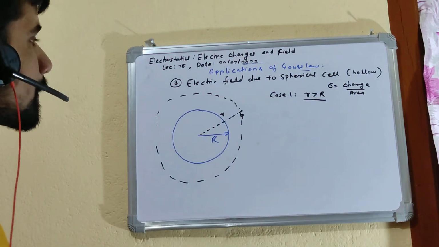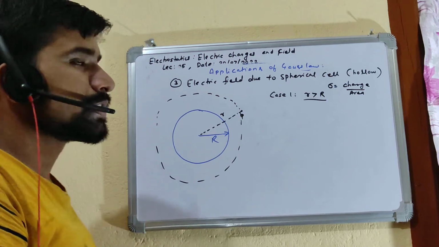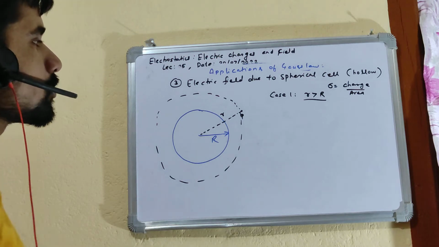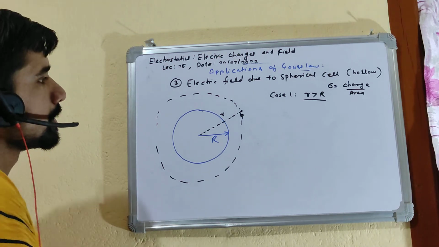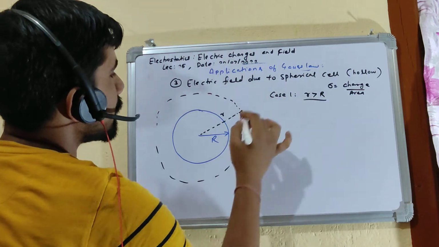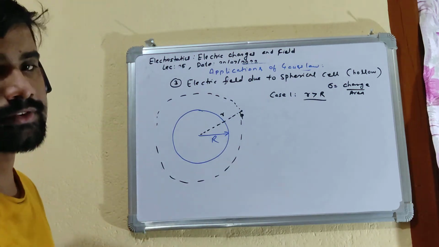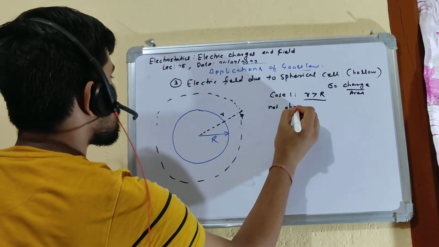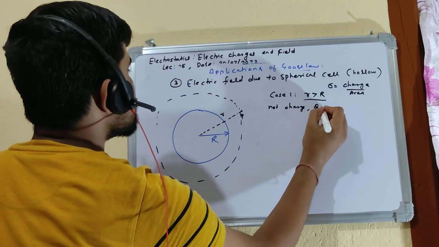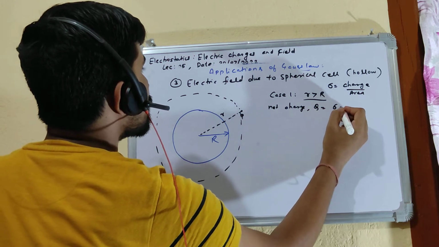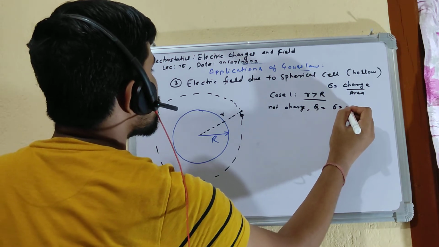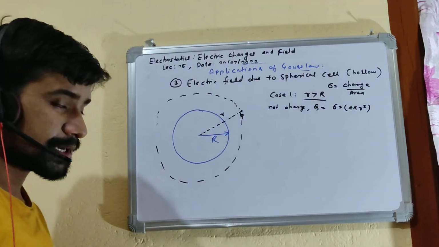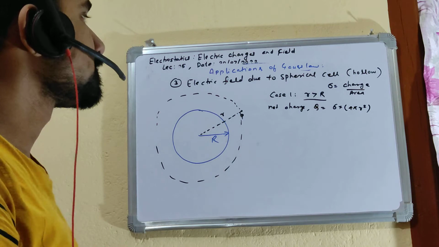Gauss law gives a simple calculation of how we can calculate the electric field at point P. So what is the net charge enclosed by this Gaussian surface? You can say the net charge is sigma into area. What is the area of a sphere, you know? So let's say Q is the net charge, which is nothing but sigma into area, which is 4 pi r square, right? So sigma into 4 pi r square.